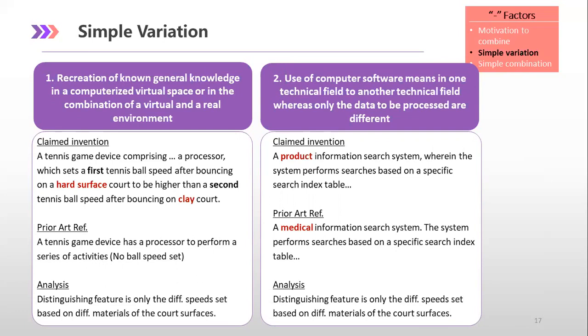Example on the right: if a computer system is used from one field in another, while only the data to be processed is different, then it is considered a simple variation. In this very straightforward case, the only difference is the information to be searched. One is used for general products and the other is used for medical information. For different search environment situations, a FOSITA will be able to transfer the prior system to product searches. So the claimed invention is just a simple variation and undermines the inventive step.